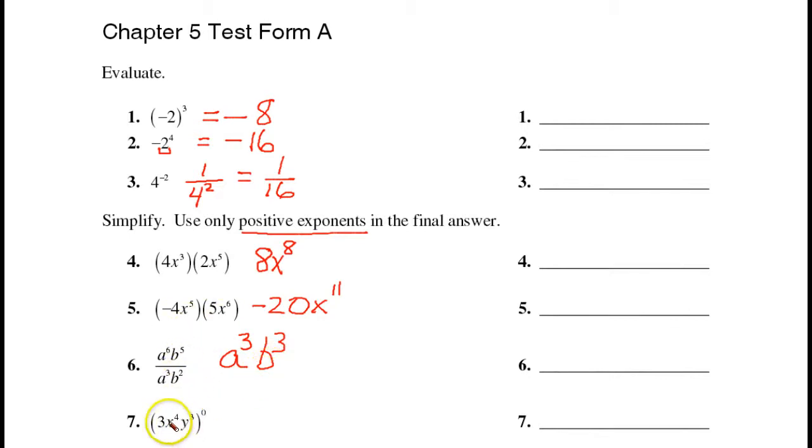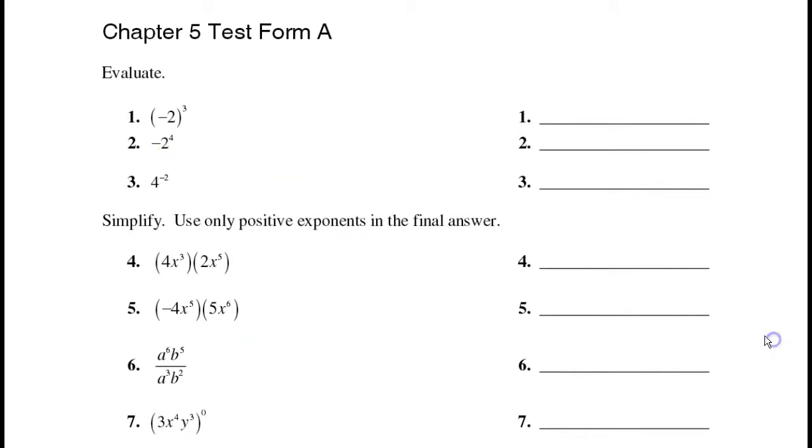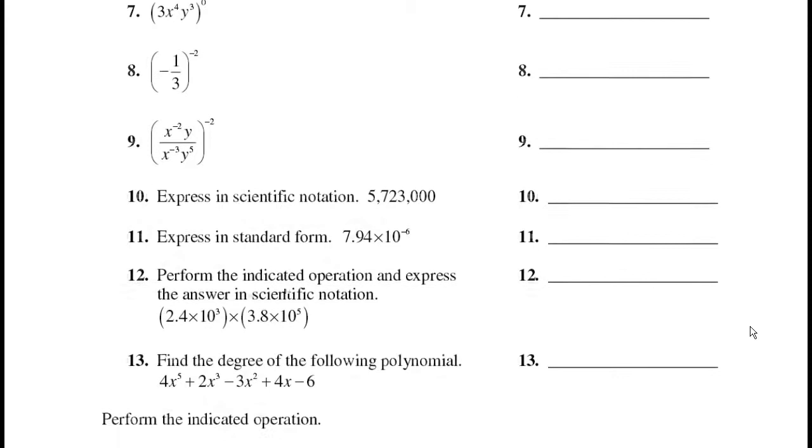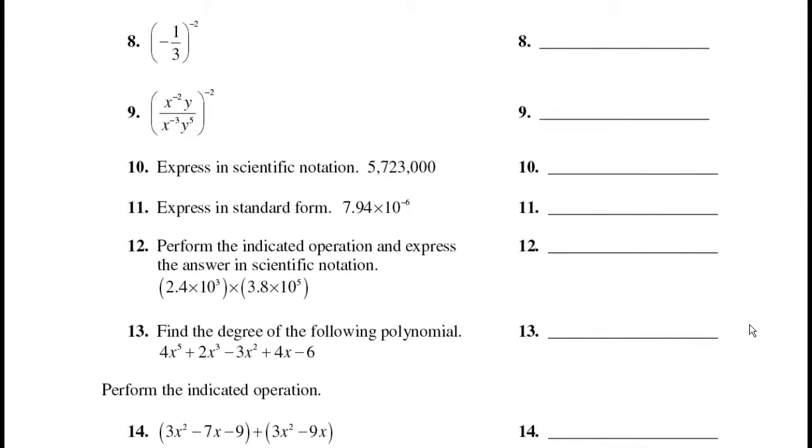And here a review of what we do with 0 exponent. All of this is our base to the 0 power. Anything to the 0 power is 1. A couple of things are going on in number 8, so let's take a look at that.